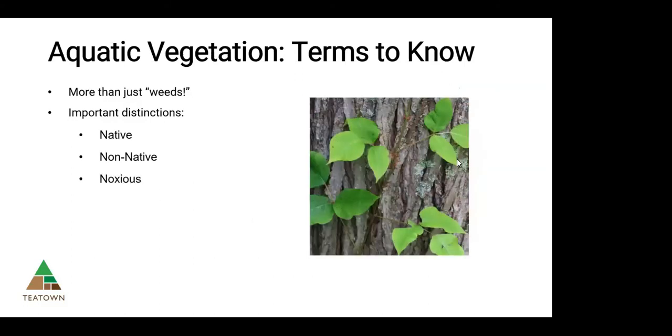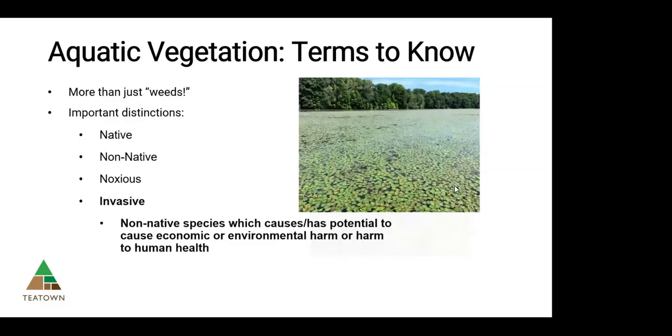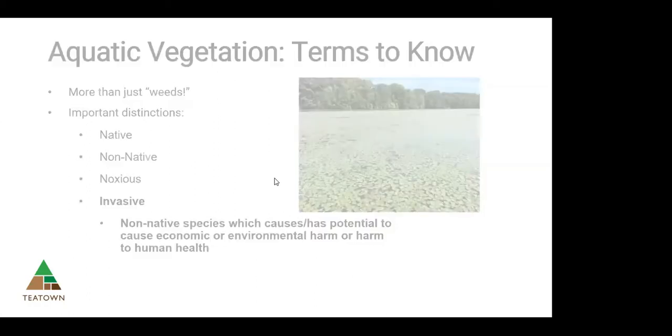Poison ivy is a really great example. Poison ivy is a native plant, even though it's really annoying to us. And then we've got invasive plants, and these are non-native species which cause or have the potential to cause economic or environmental harm or harm to human health. And we're going to get a little bit more in depth about invasive species, but first I want to talk about some plant types and then some specific native plants that are good for the environment.